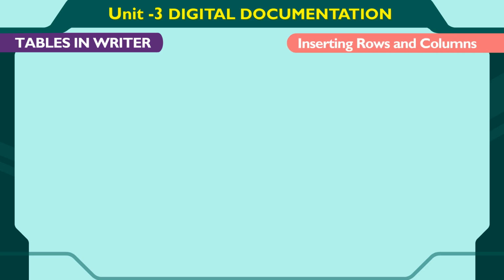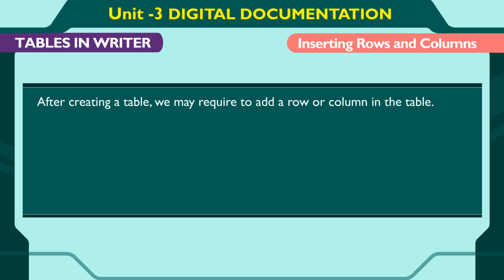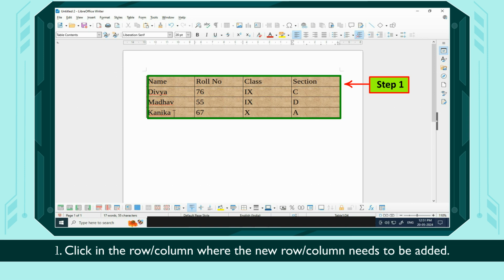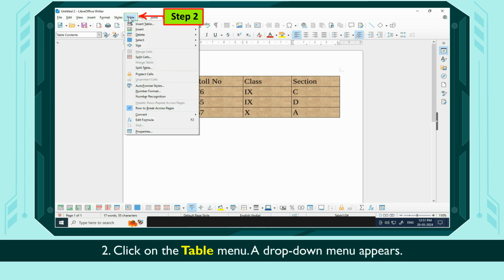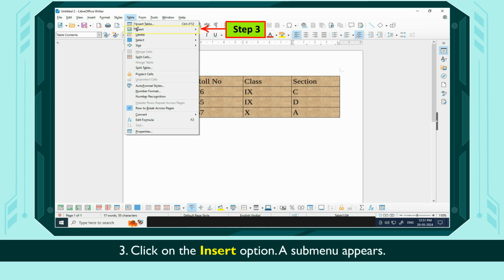Inserting rows and columns. After creating a table, we may require to add a row or column in the table. To add a row or column, follow the given steps. 1. Click in the row or column where the new row or column needs to be added. 2. Click on the Table menu. A drop-down menu appears. 3. Click on the Insert option.